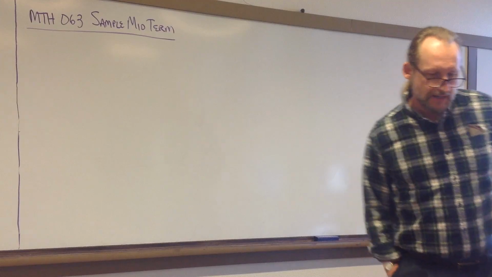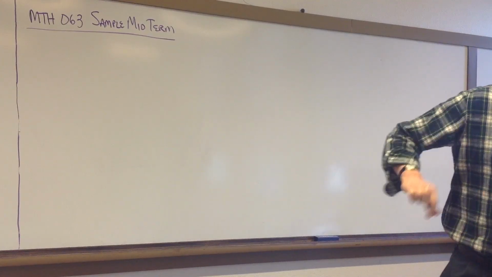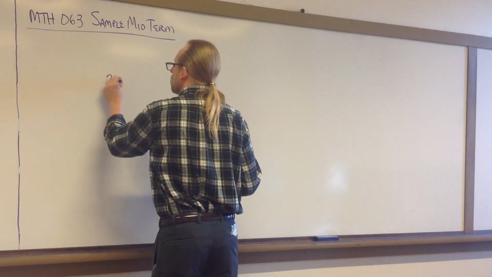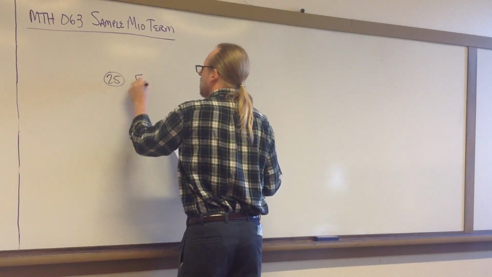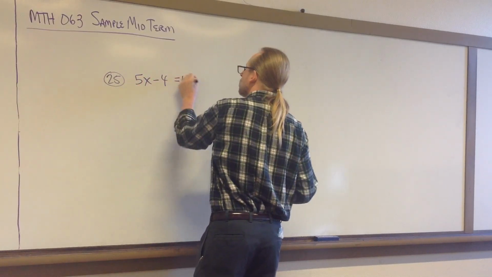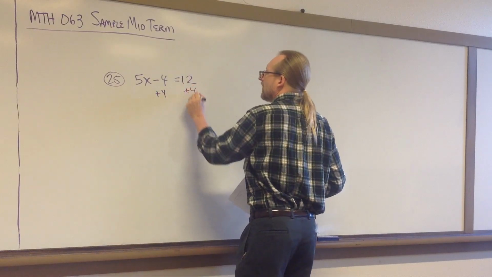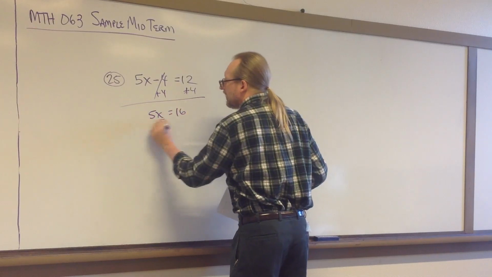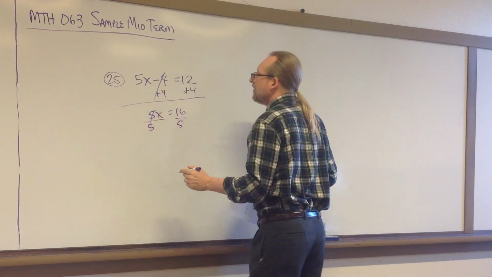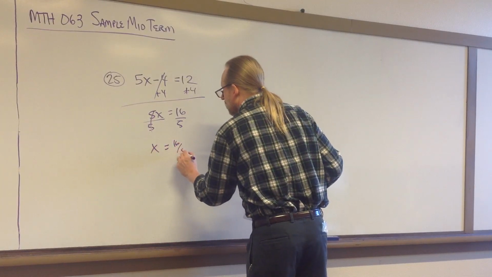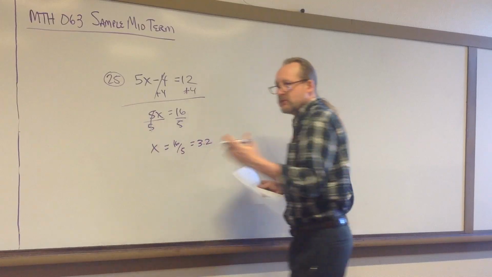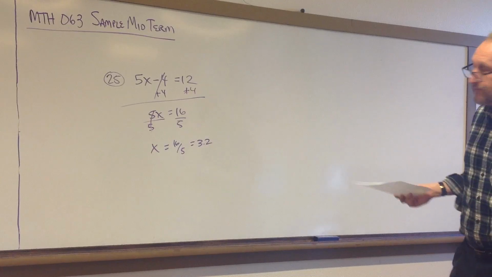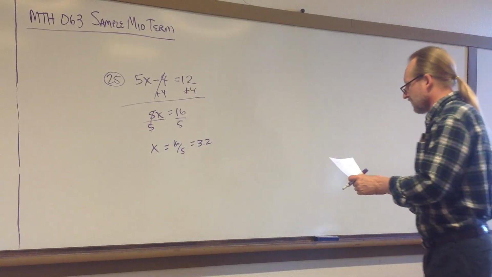All right, problem 25 is algebra, and we want to get the x by itself. So 5x minus 4 equals 12. We want to add the 4 to both sides, so those cancel out. And then divide on both sides by 5. So we get 16 over 5. That's going to be, what, 3.2. You can leave it as 16 over 5. You can make it a decimal if you want. You can call it 3 1/5 as well. All those answers are correct.